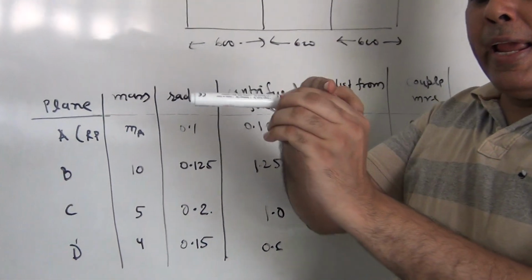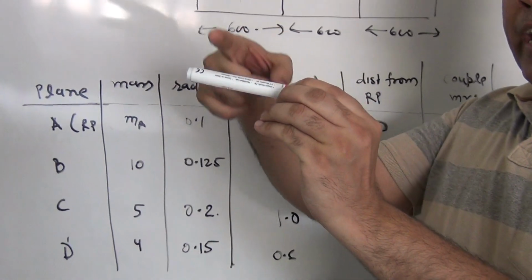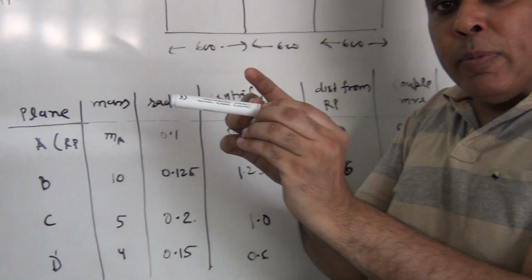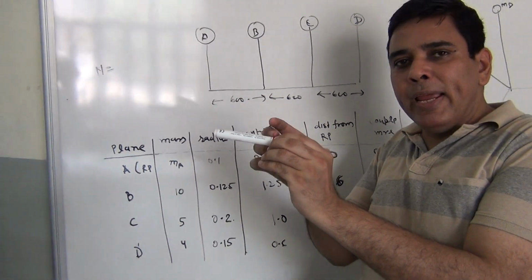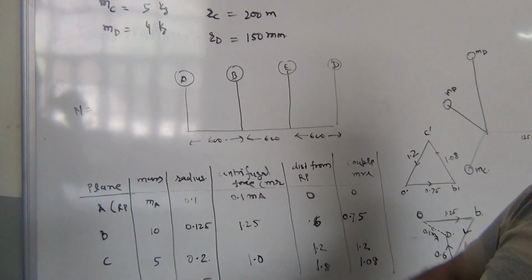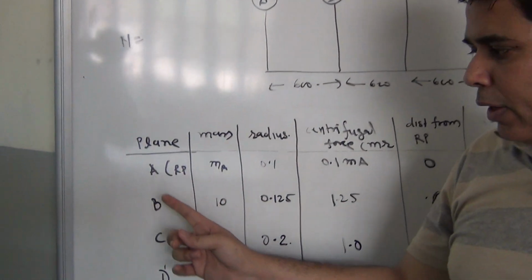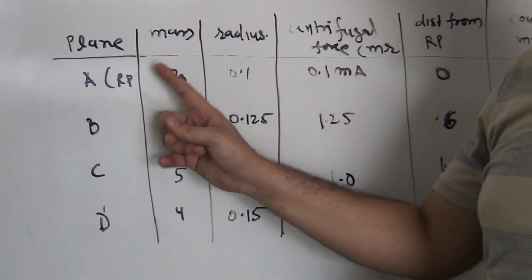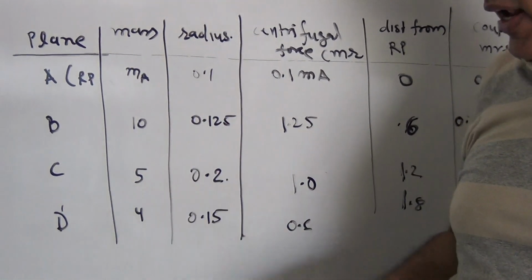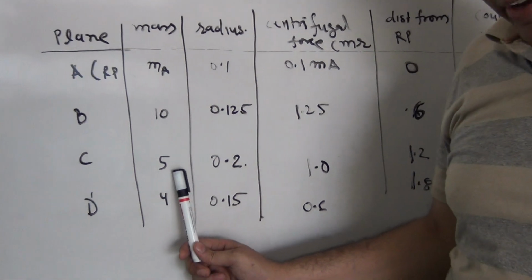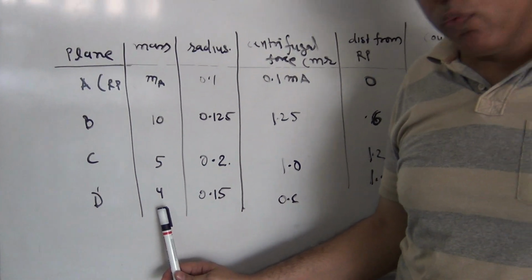That means plane A, plane B, plane C and plane D, all the planes are equidistant. That means 600 millimeter apart from A to B, B to C and C to D. So what we will do? We will form a table in which plane A, B, C and D are written. We know the mass of plane A is unknown and the mass of plane B is given 10 kg, mass of plane C is 5 kg and mass of plane D is 4 kg.